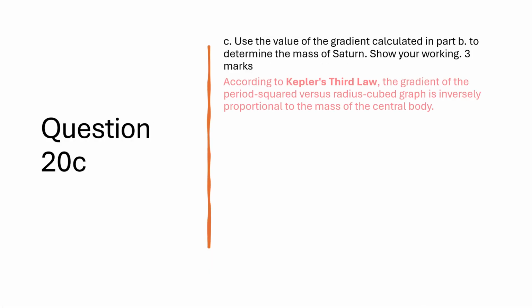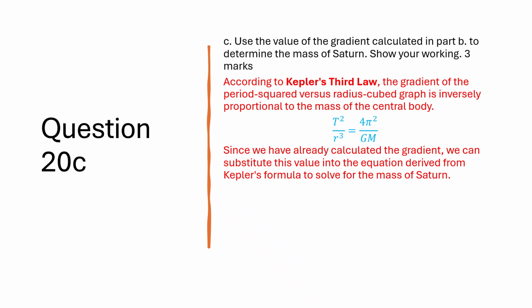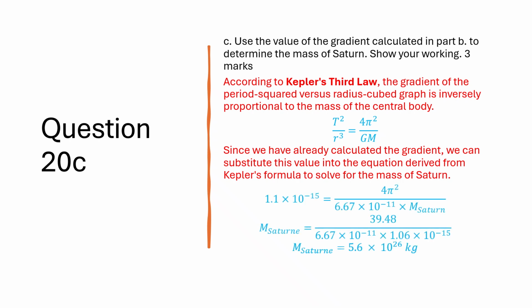According to Kepler's third law, the gradient of the period squared versus radius cubed graph is inversely proportional to the mass of the central body. Since we have already calculated the gradient, we can substitute this value into the equation derived from Kepler's formula to solve for the mass of Saturn.